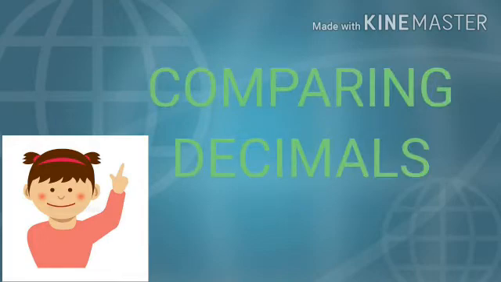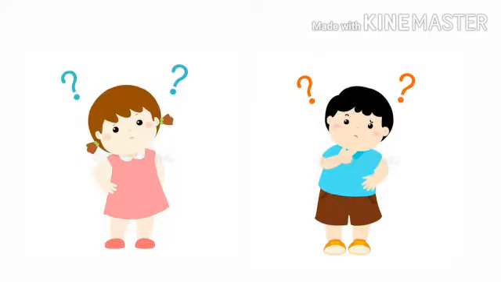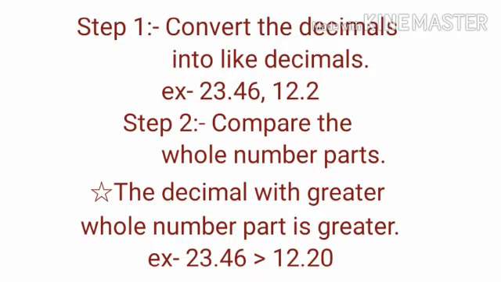Next topic is comparing decimals. How will we compare decimals, children? Just think. Yes, we have to follow a few steps. Step 1. Convert the decimals into like decimals. For example, 23.46 and 12.2 we will make like decimals by putting 0.